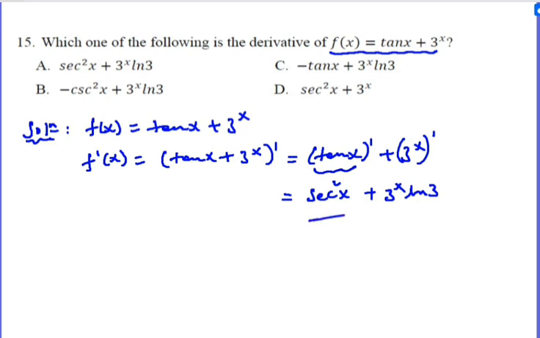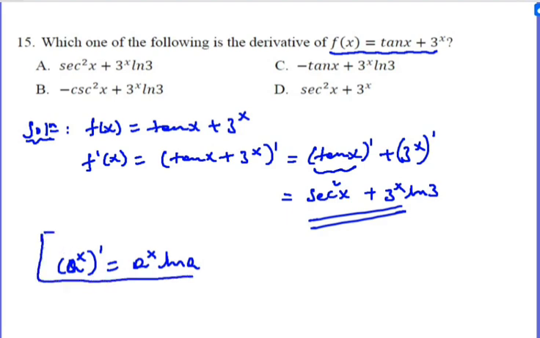Because here, if you want to know the a to the power of x derivative, it is a to the power of x times ln a. So you can apply this rule for the derivative of an exponential with some base 3. So this will be our answer for this problem.